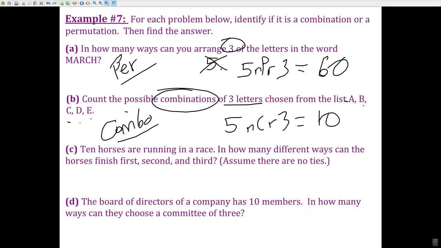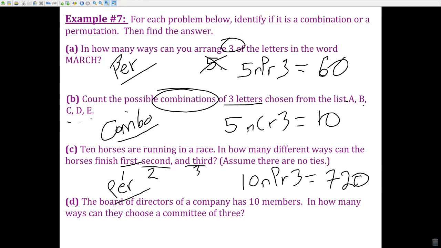Ten horses are running in a race. You have first, second, third. This is a permutation. The order matters here. You have people finishing first, second, and third. The order matters. So you have 10 horses total. They're racing. You want first, second, and third. So that's 3 desired, right? That you want to know about. There's 720 possible outcomes.